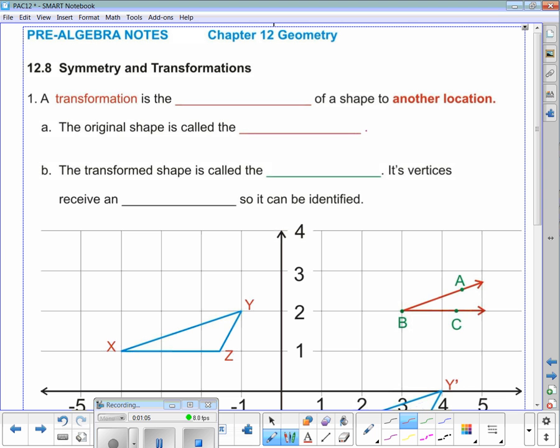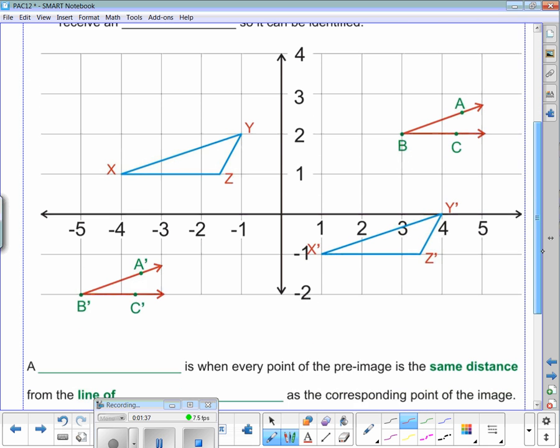All right, 12.8, symmetry and transformations. What is a transformation? Well, you guys are the Transformers generation and stuff like that, but don't think of it that way, because in geometry, a transformation is the movement of a shape to another location. It's the movement of a shape to another location.